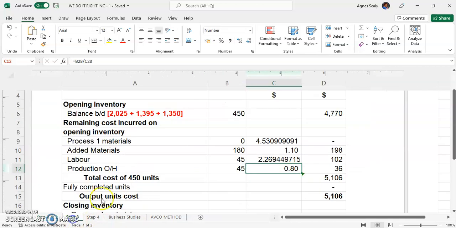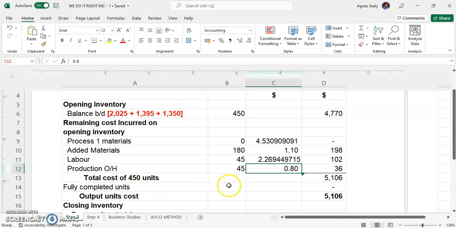So we would have looked at that, and we came up with a final cost with respect to our 450 units that we started, because remember, on the FIFO, the units that you started prior must be started and completed in the current period under review. So the cost on those 450 inventory units is a total of $5,106. So now we are going to look at the cost for our fully completed units.